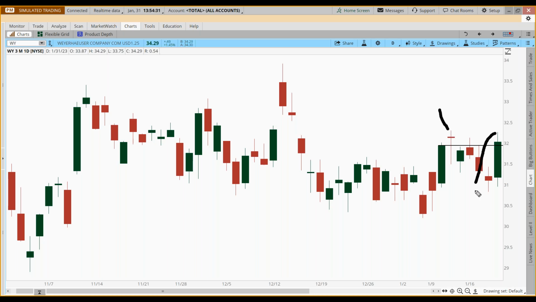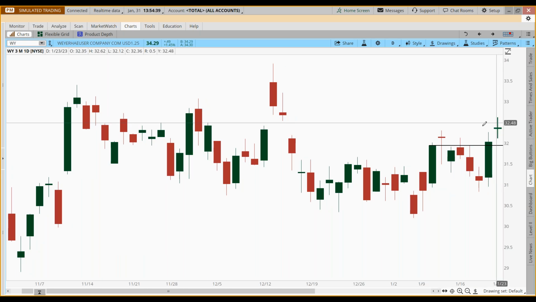We come back again, and guess what we have? Another right side candle, right? So we just have to be patient and wait to see. Now, notice the difference between this right side candle here with a red candle and this right side candle here with a green candle. Dojis on both of them, I get it. But one was green, one was red. Isn't that what rule number 8 tells us to do?